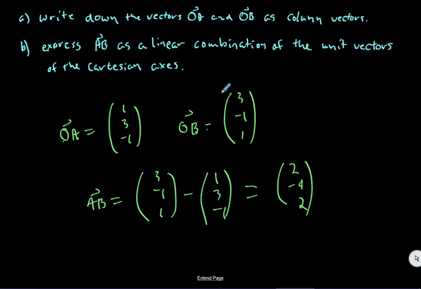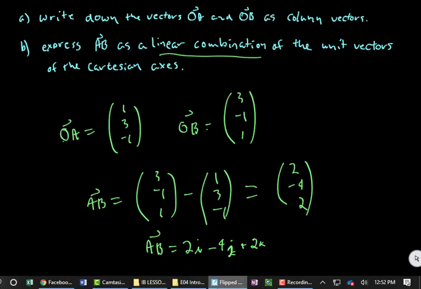But they wanted to write the unit vectors as a linear combination right up here. So this is a linear combination. So AB, my final answer written as a linear combination, would be 2i minus 4j plus 2k, right? And this is the answer in linear combination. Sound good? Thanks, guys.